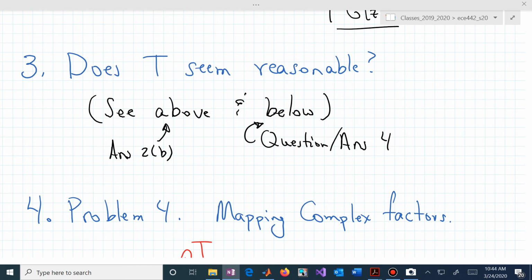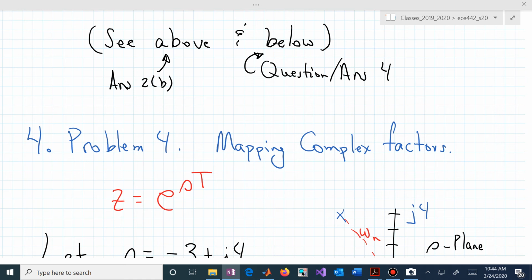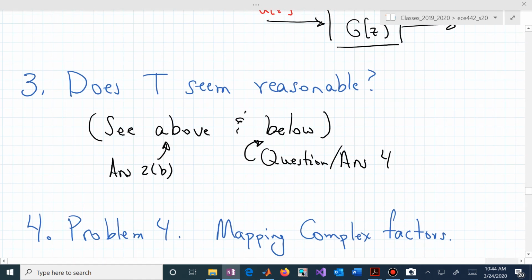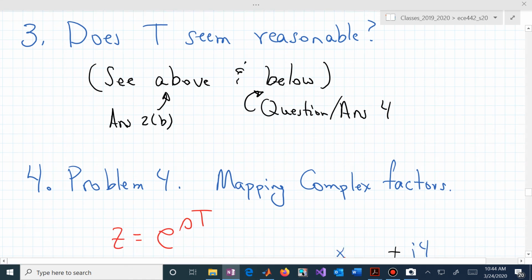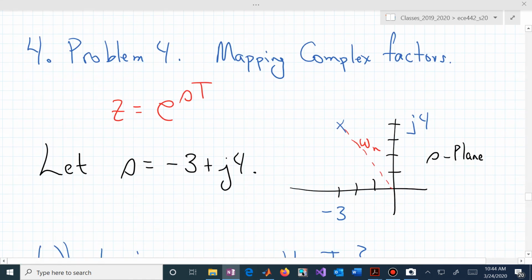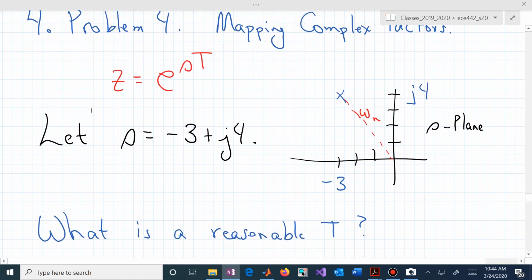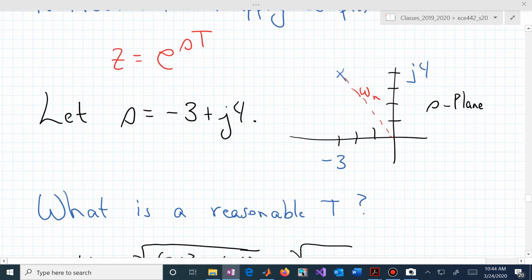Let's now go on into question number 4, which dealt with problem 4, and that will also address a reasonable value of T. And this is where we're mapping complex factors. Again, we still focus on this relationship between s and z. Suppose somebody says, oh, I have complex conjugate poles. I'll just look at the top one. I have a complex pole at -3 plus j4. What is a reasonable sample period for that?